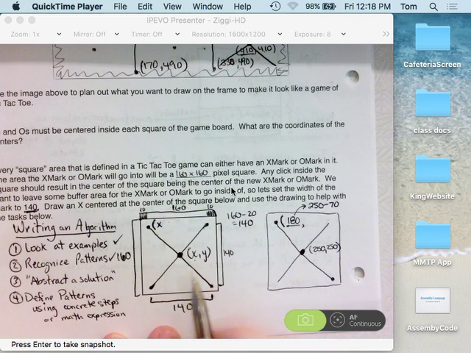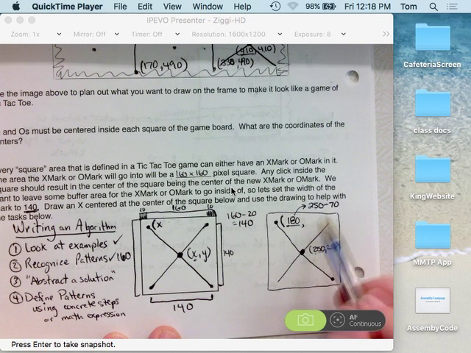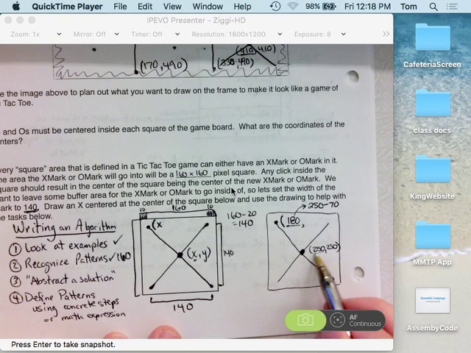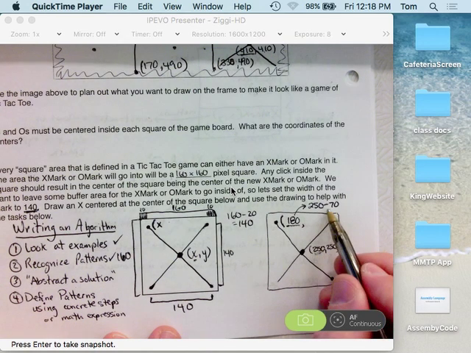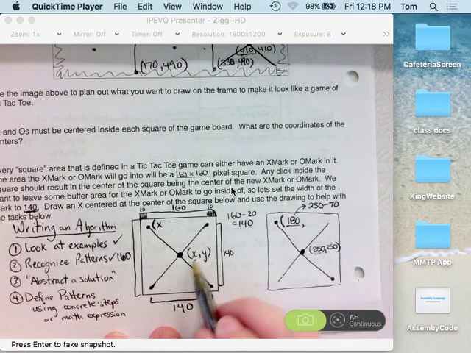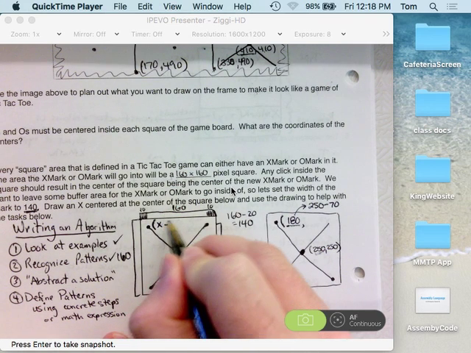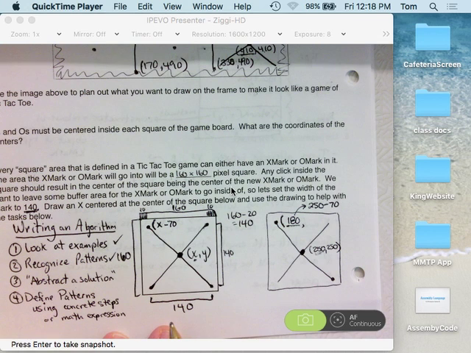So we want to write this in terms of x. What am I doing to my x? I'm taking 250, and what am I doing to it? Subtracting 70. If this is 410, I'm going to take 410, and I'm going to subtract 70. If this is x, I'm going to take x, and I'm going to subtract 70. Okay?